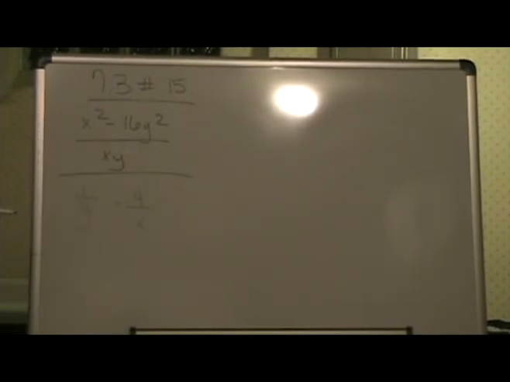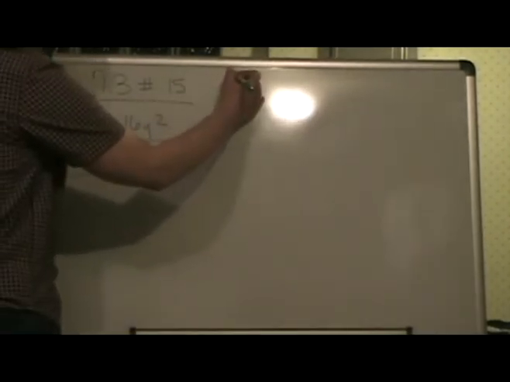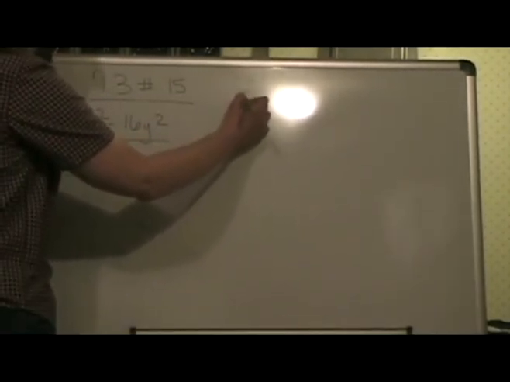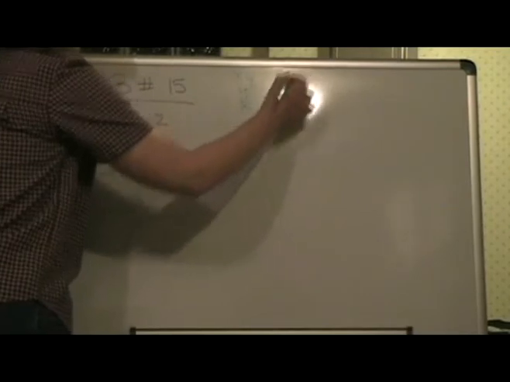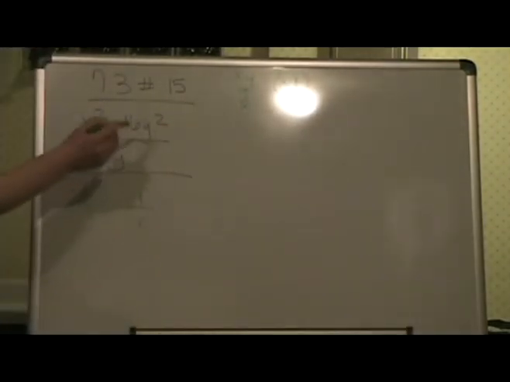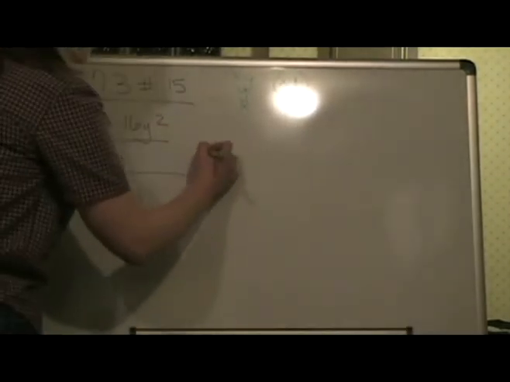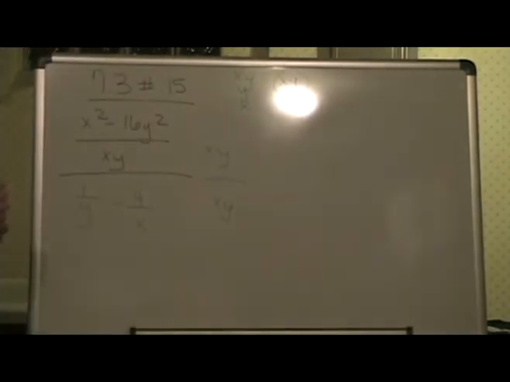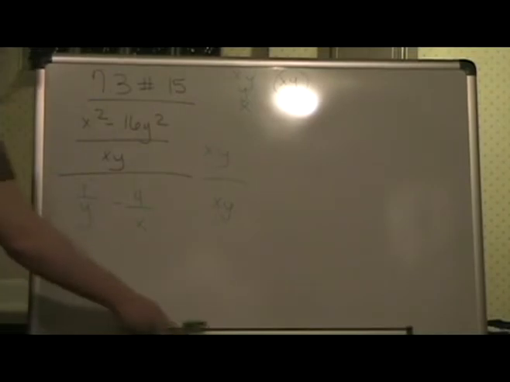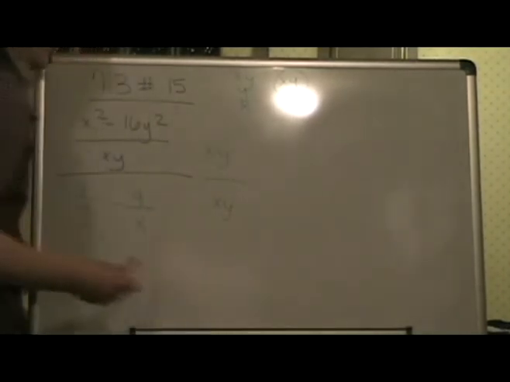We're going to do that by multiplying both top and bottom by the least common denominator of them. So we're going to look at all our different denominators. So we have an xy, a y, and an x. What's the least common denominator for all three of these? xy. So we're going to multiply both top and bottom by xy. Remember, as long as we multiply by the same thing, we can always multiply by whatever we want, but you have to do the same thing to both top and bottom.